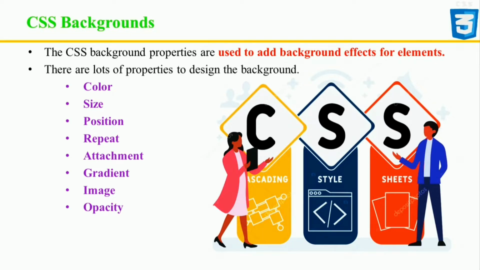CSS properties allow us to specify the foreground color and background color of an element. Backgrounds may be colors or images. The background properties allow us to position the image, repeat it, and declare whether it should be fixed or scrolled. The CSS background properties are used to add background effects for elements. They let us control the size and properties of images so that we can make responsive images for both smaller and larger screens.